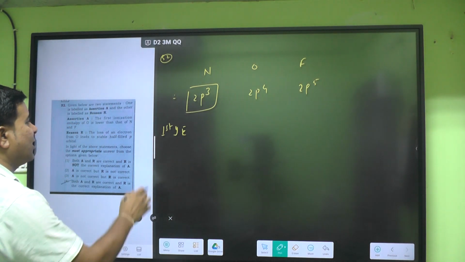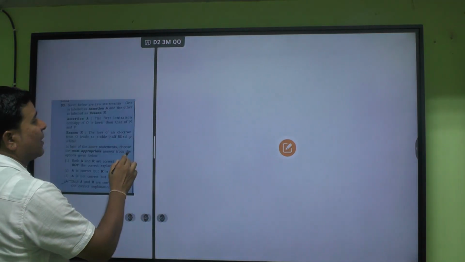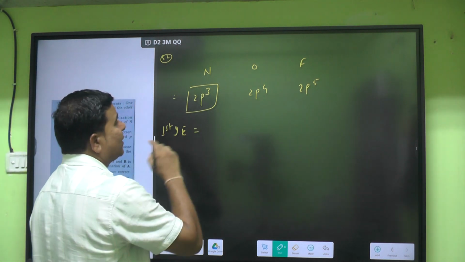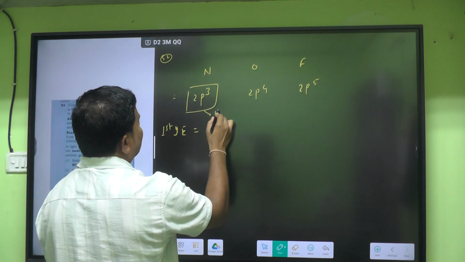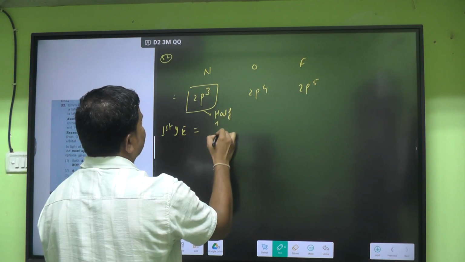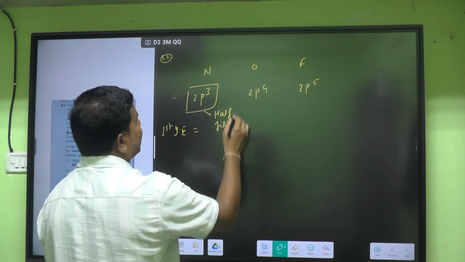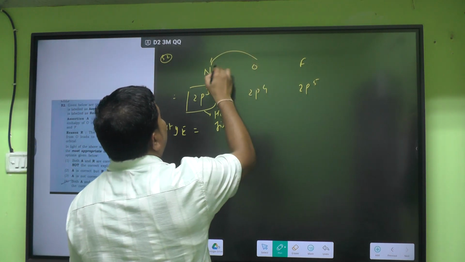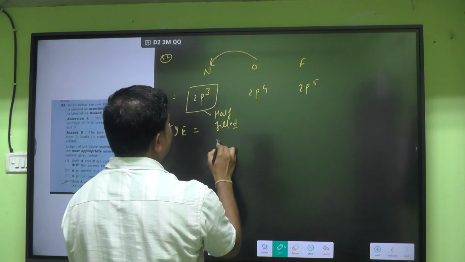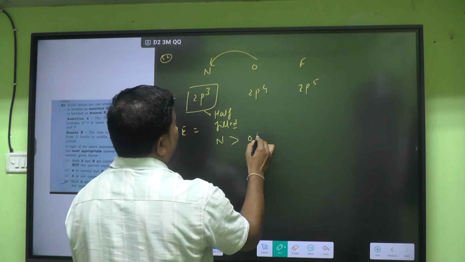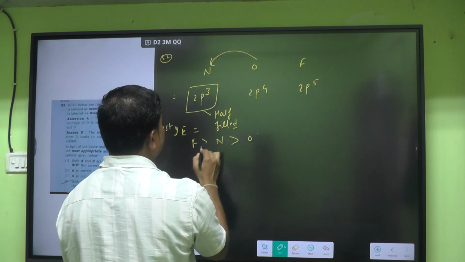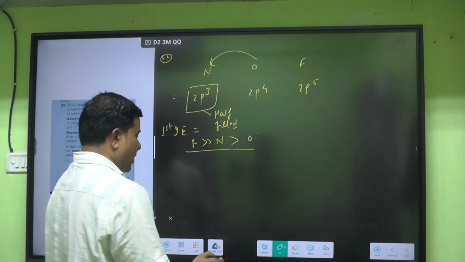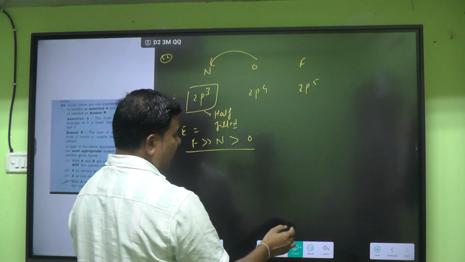What is the first ionization enthalpy here? This half-filled configuration is more stable. That's why nitrogen's ionization enthalpy is greater than oxygen's. So the ionization enthalpy of nitrogen is greater than oxygen. Then fluorine is highest: fluorine is highest, then nitrogen, then oxygen last. Understood, everyone?